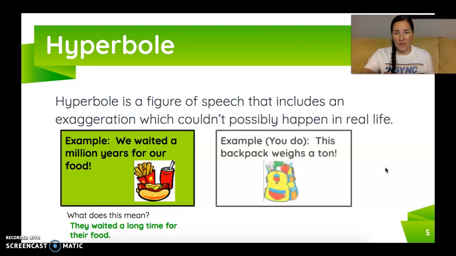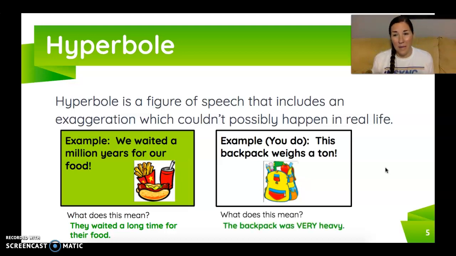Why don't you try this next one and think about what that means? So this backpack weighs a ton. So think to yourself, what does that really mean? Is it really a ton? A ton is like how much an elephant weighs. So it doesn't really weigh a ton, but what does it really mean? It just means that the backpack was really heavy. I know that a ton is a lot of weight, and so it feels like this backpack's really heavy. Yours might feel heavy sometimes when you have lots of homework or lots of things to take with you.